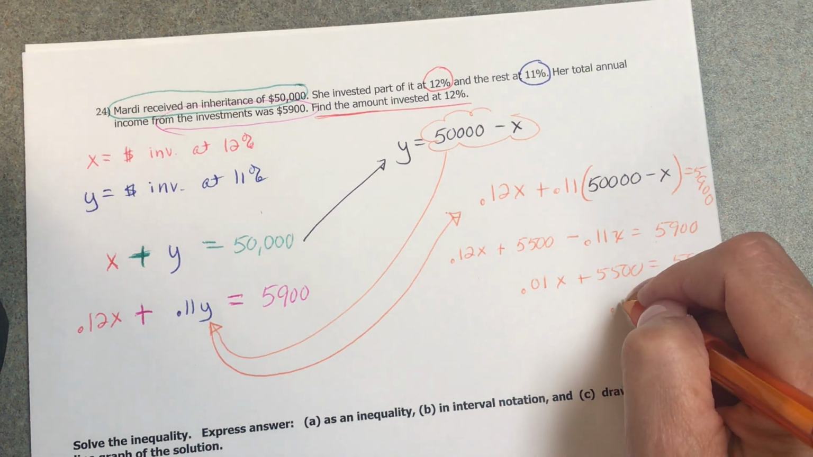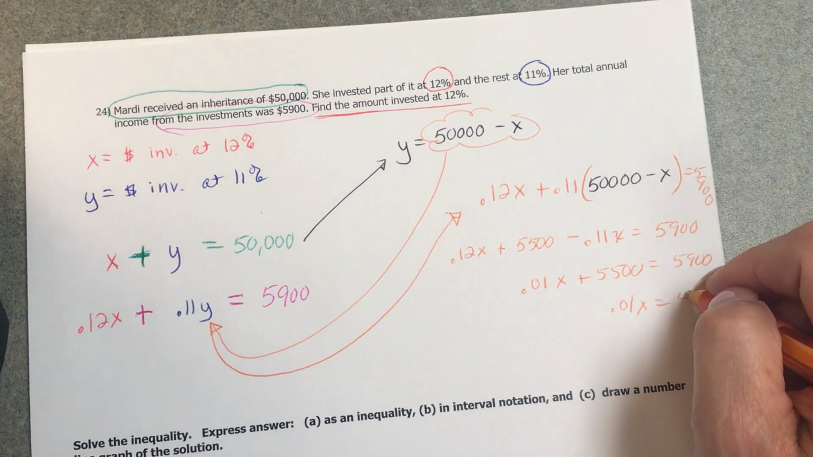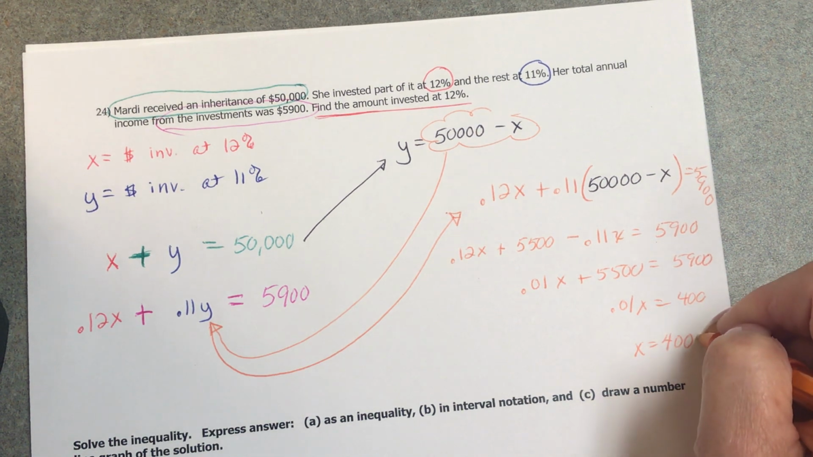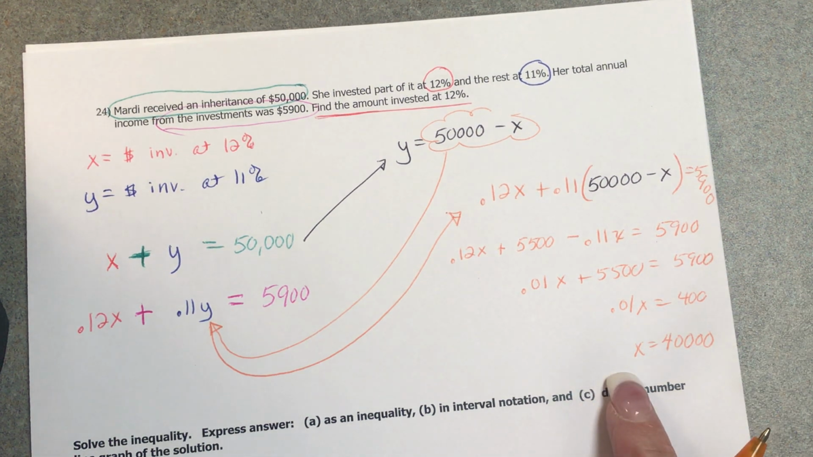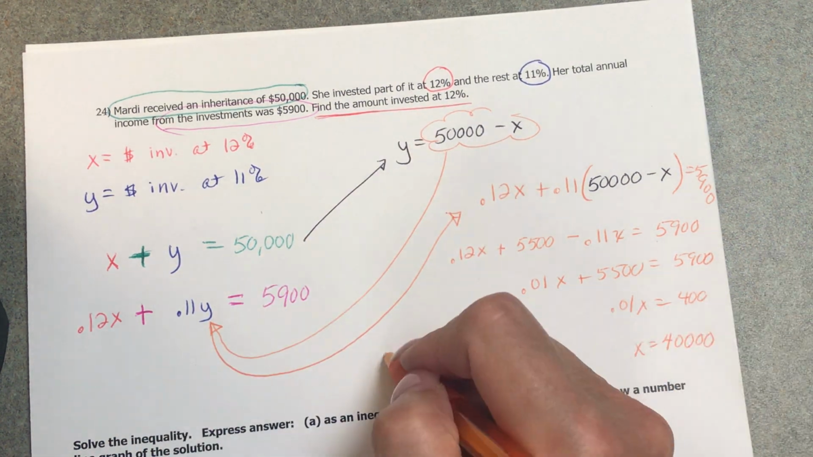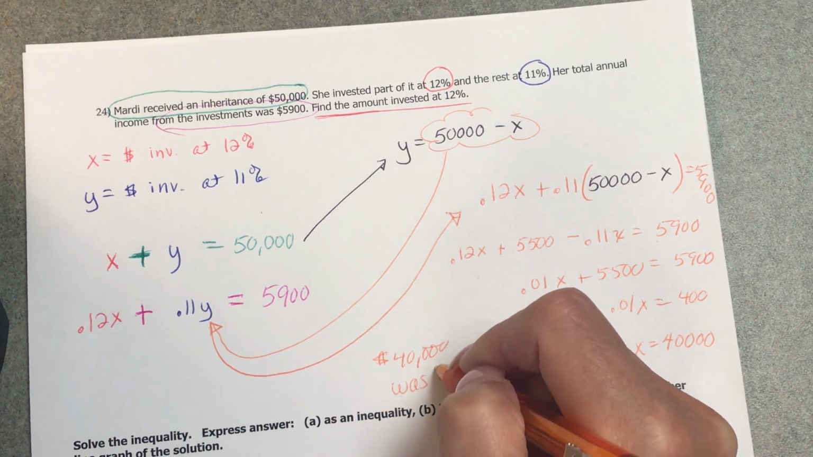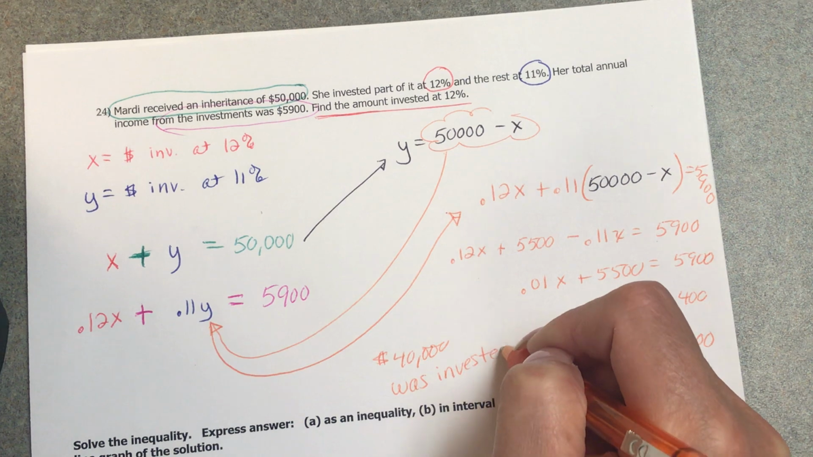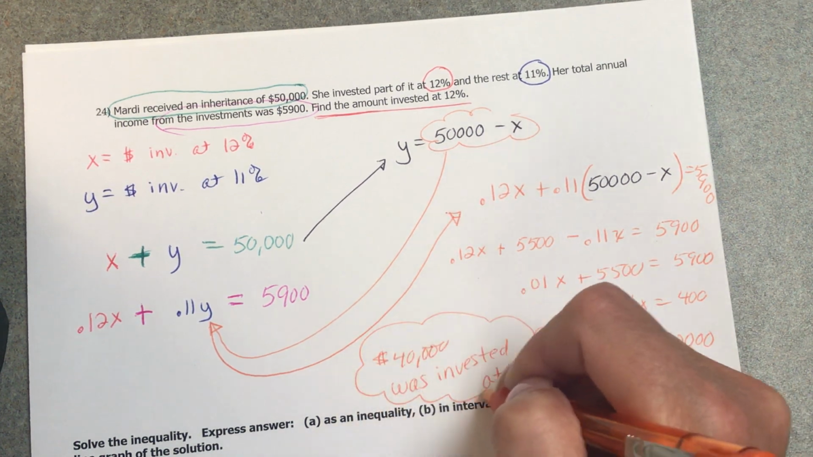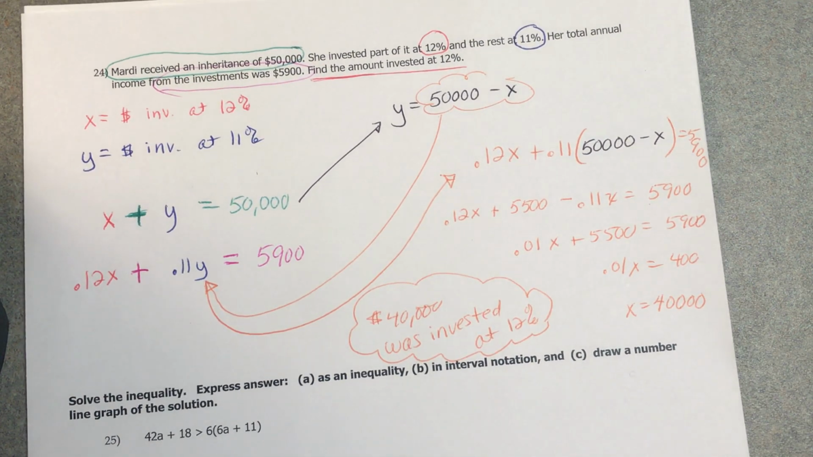Then I'll subtract. 5,900 minus 5,500 is 400. And divide by 0.01, and I get $40,000, which is X, which is what I'm looking for. Find the amount invested at 12%. So $40,000 was invested at 12%. And that's that. All right.